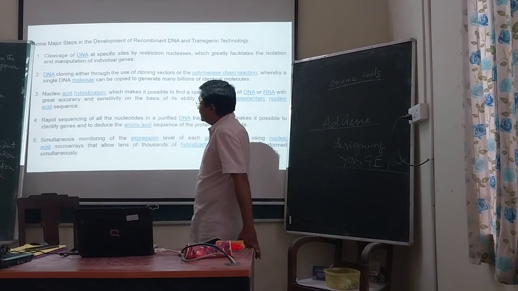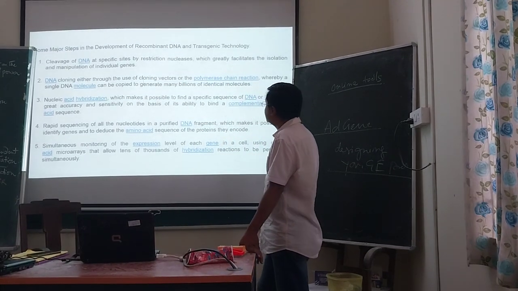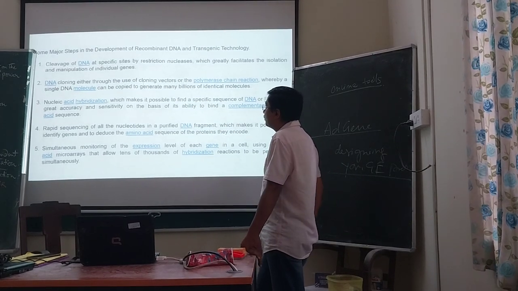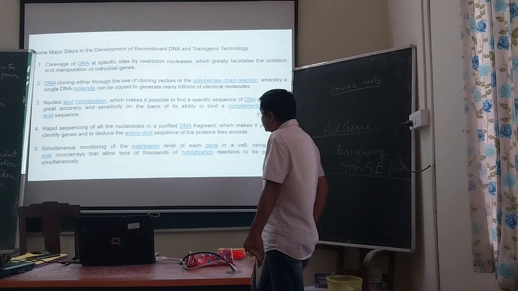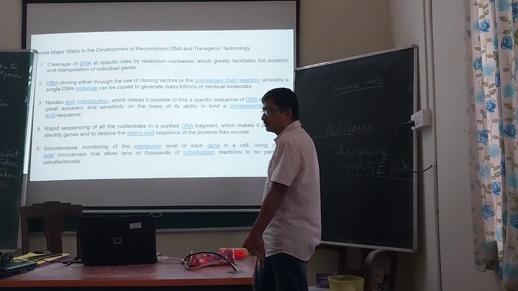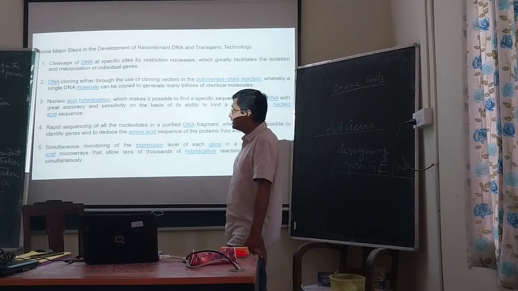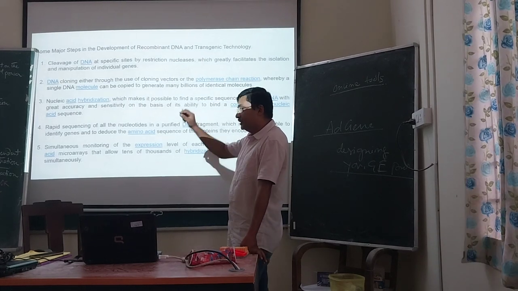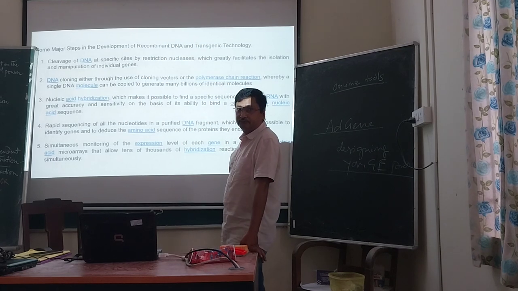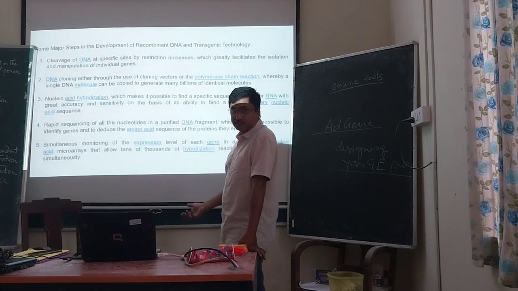DNA cloning is the next, either through the use of cloning vectors or the polymerase chain reaction, whereby a single DNA molecule can be copied to generate many billions of identical copies. As I told you, cloning and PCR both make copies. But the problem with PCR is that unless you put it into a vector, the amplified products are not stable. To make it stable, you need to put it into a host.